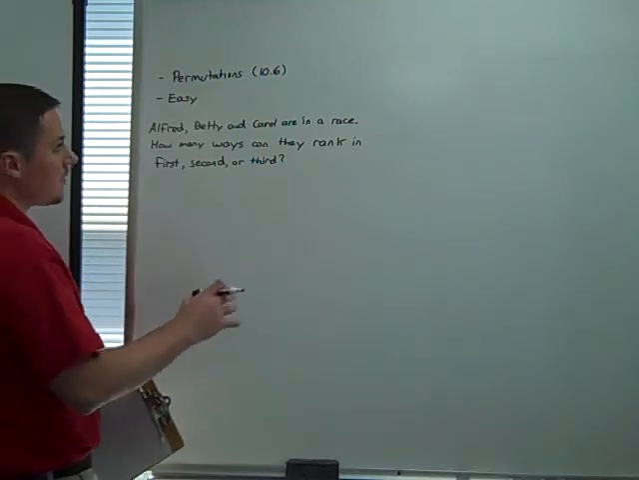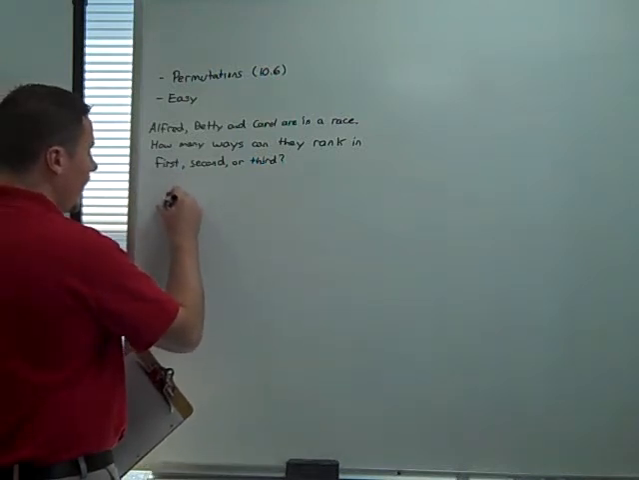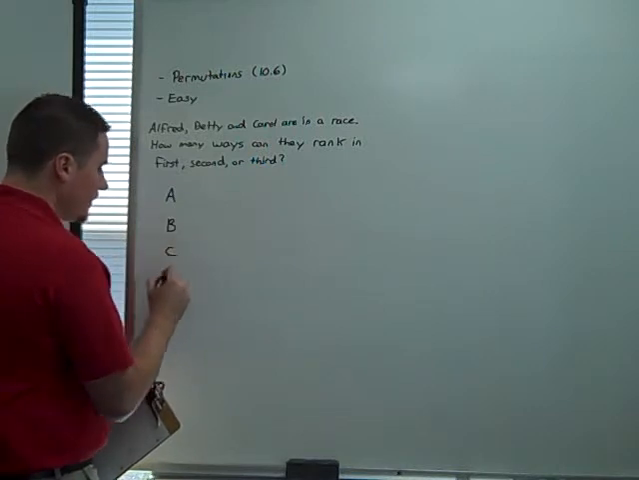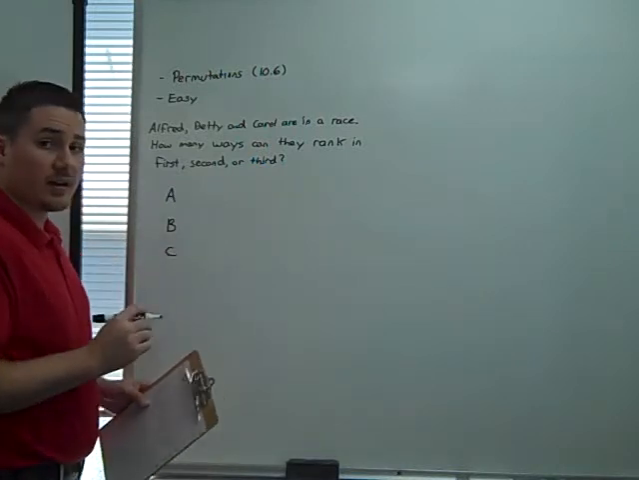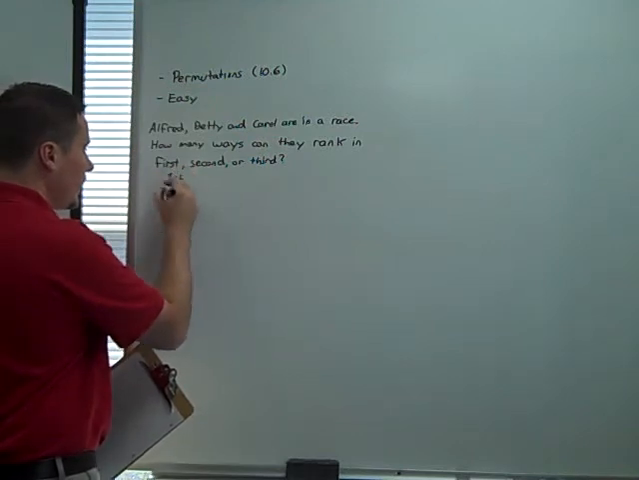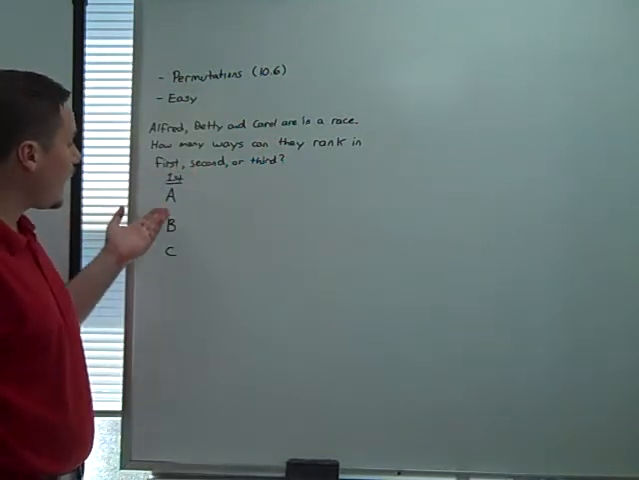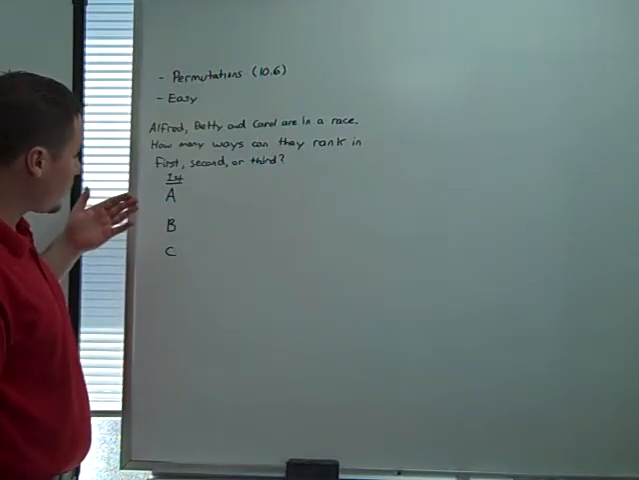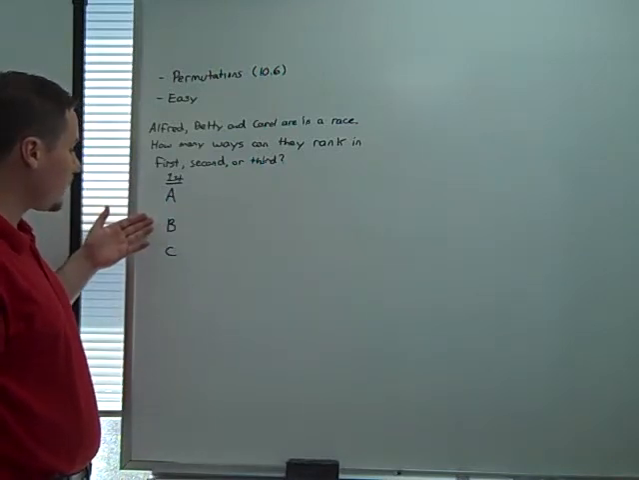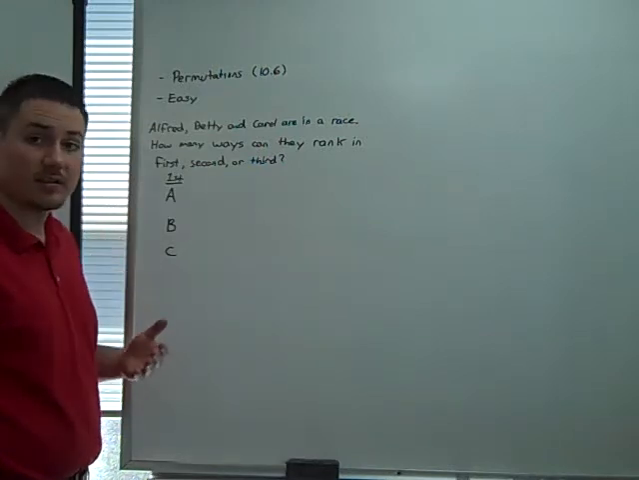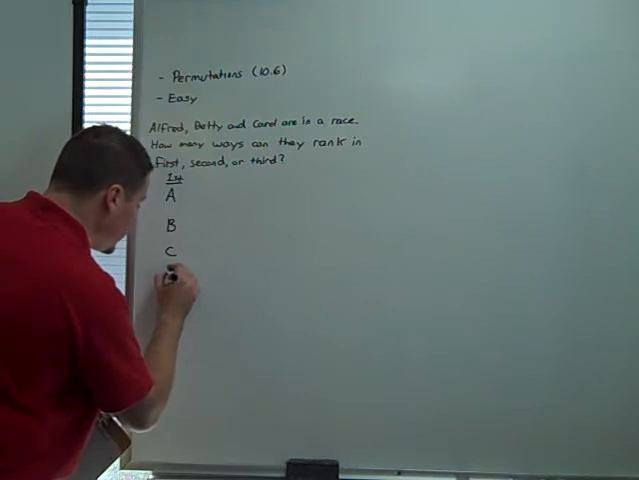So for this problem, I'm going to write A, B, and C. Okay? Again, this is my first place winner. So assuming that Alfred comes in first, that was a choice. Assuming Betty comes in first, that's another choice. And assuming Carol comes in first, that's another choice. Total of 3 choices.